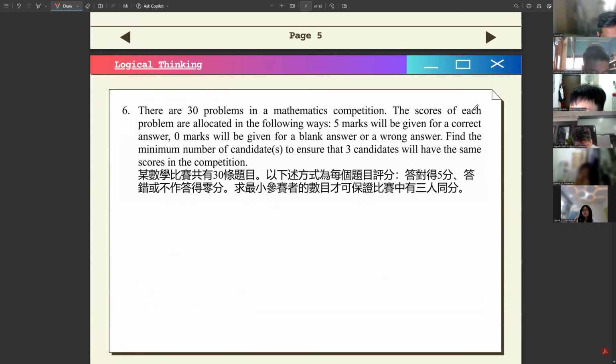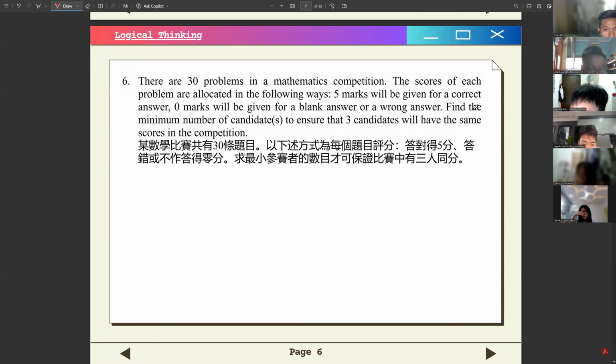There are 30 problems in a mathematics competition. The scores of each problem are allocated in the following ways. 5 marks will be given for a correct answer. 0 marks will be given for a blank or a wrong answer. Find the minimum number of candidates to ensure that 3 candidates will have the same scores in the competition. So when we're saying we have to find the minimum number, or another way of putting it in our Math Olympiad, sometimes they say at least how many, no? At least how many to ensure. That's when you think that this is a pigeonhole principle problem.